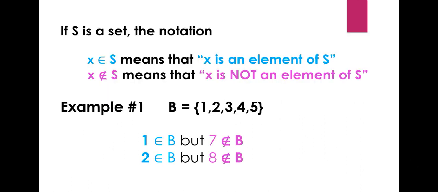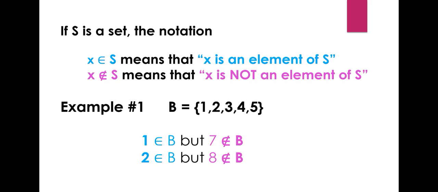Next, if S is a set, the notation x, yung makikita nyong color blue dito, that means that x is an element of S. Yung pink naman, that means x is not an element of S. So, yung symbol na parang pa-letter E, ibig sabihin niya element. And then, yung E na may slash ay not an element naman yung ibig sabihin.